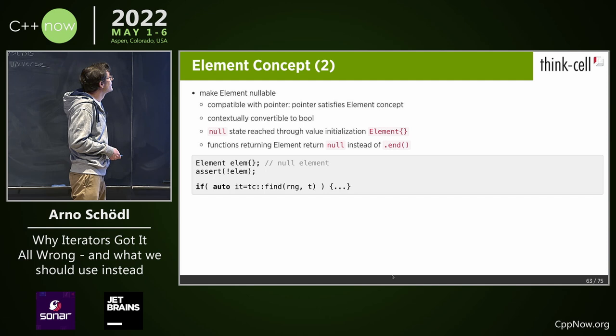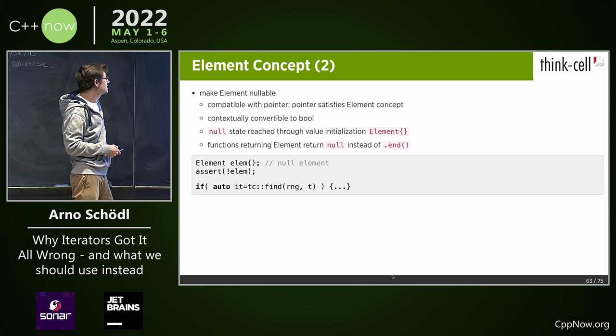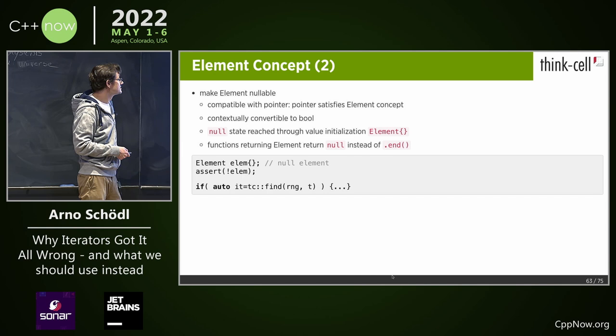And they are contextually convertible to bool. So you can write this: if auto it, find. And you can reach the null state by value initialization. And the functions that return an element, they then return null instead of end.